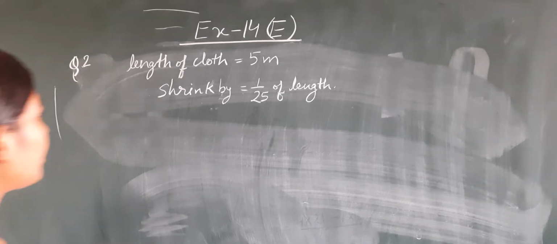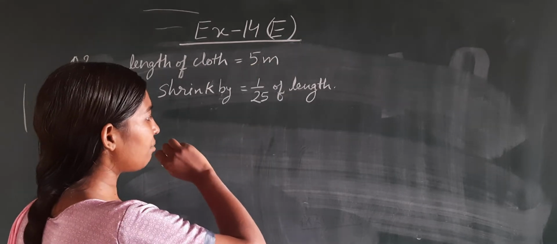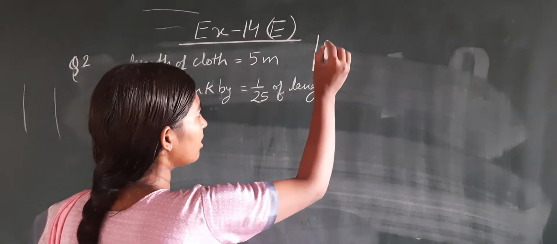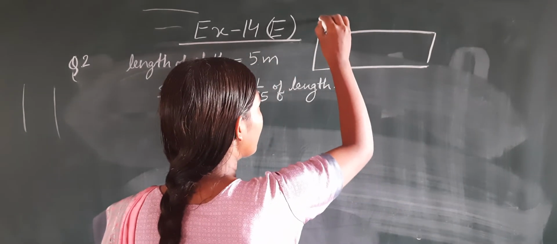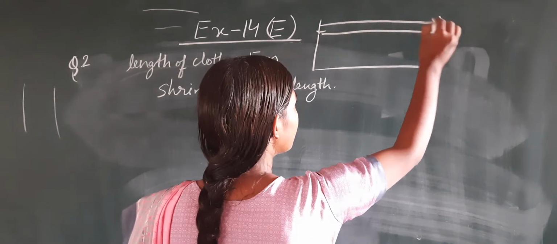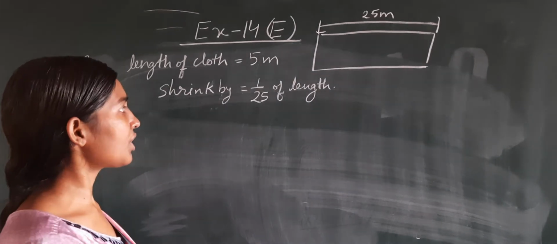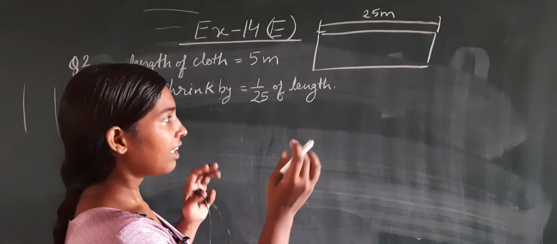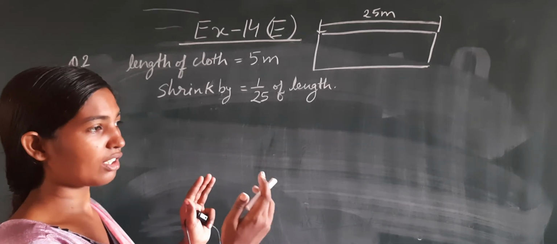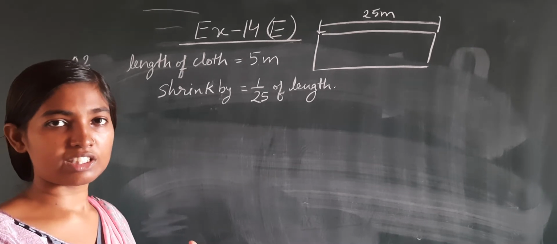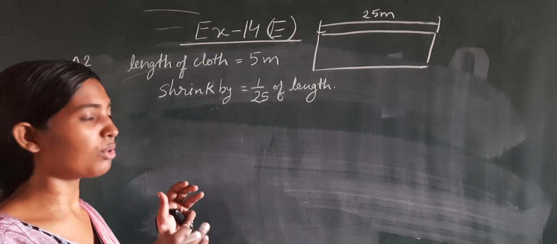Now in the next question, it is saying that we have a cloth whose length is 5 meters. Suppose here is a cloth, and this length is 5 meter. When we wash it, this cloth shrinks somewhat, meaning it becomes a little smaller. You must have seen that cotton cloths shrink as soon as we wash them.